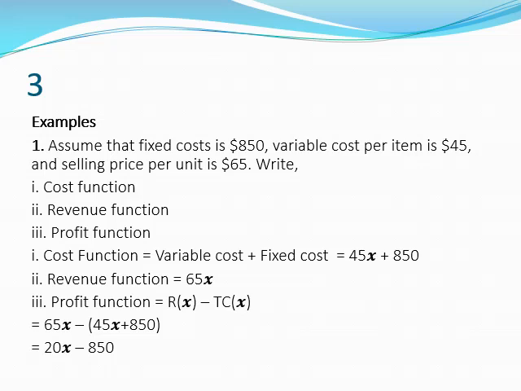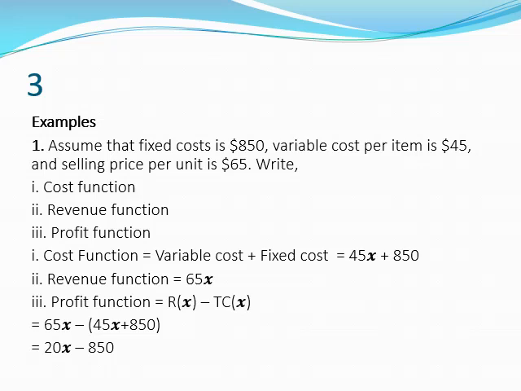Revenue function: TR equals P multiplied by the quantity of products. The price is given, $65, and x is unknown. If the quantity were known, there would be no need to write a function.